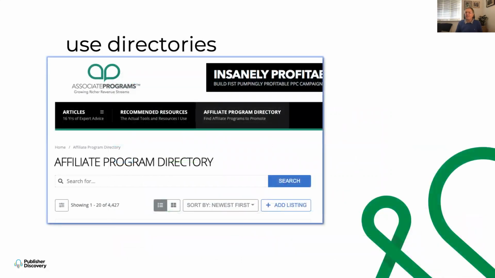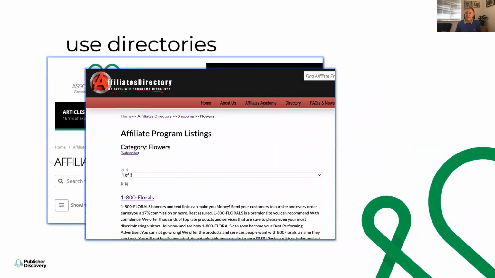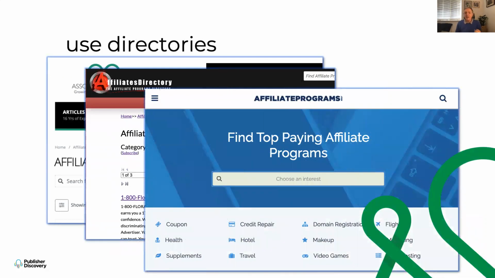Use the directories. There are stacks and stacks of affiliate directories out there. You've probably seen things like Zeef, Associate Programs here as well, Affiliates Directory, Affiliate Programs. There's loads of them out there. Some are valuable, some have disappeared, so you might look for affiliate program directory. I think when I did a search, there were about 15, 20 links, and half of them were dead or out of date. They had 2012 dates on. So use them judiciously.